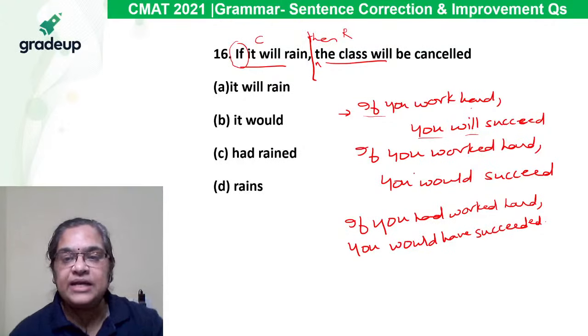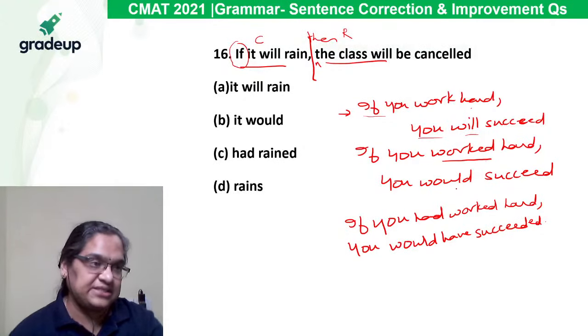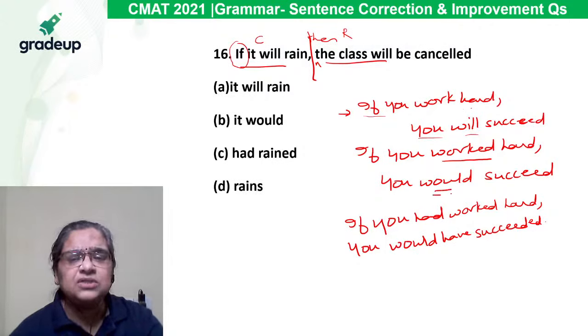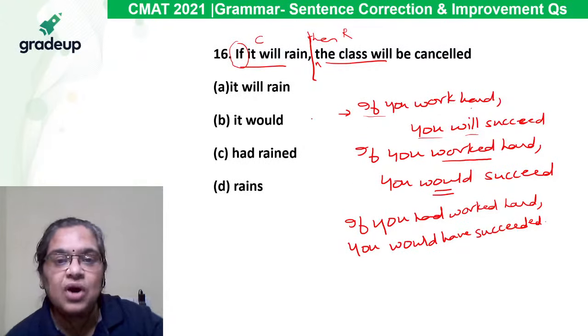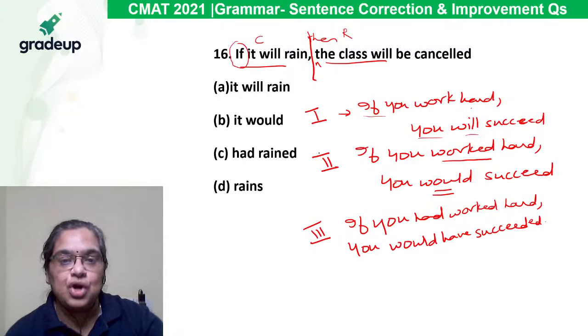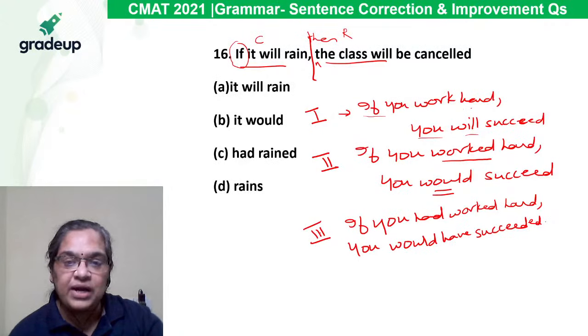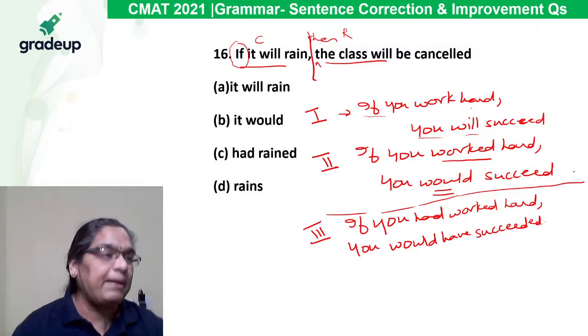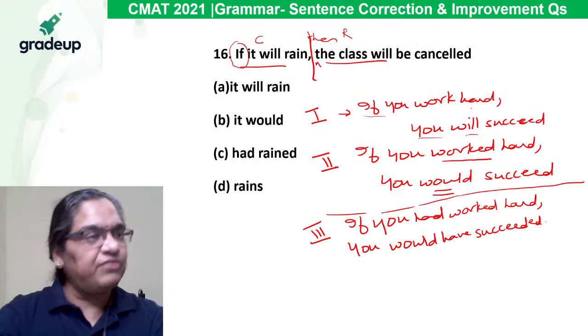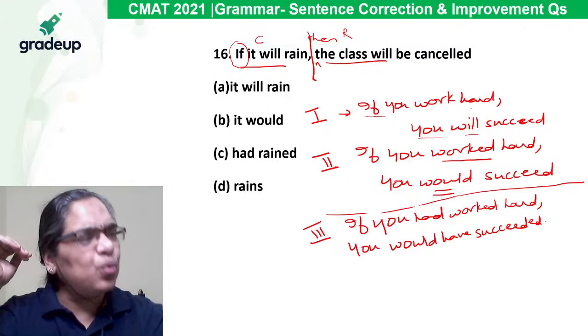The second one is the conditional clause is in past tense. Then the result clause has would, could, might, and then succeed. Now this is called type 1 conditional, this is called type 2 conditional, this is called type 3. There's a 0 conditional also. Now type 1 and 2 conditional are referring to the future. It hasn't yet happened. We are just talking of the condition that if you work hard, you will succeed. If you worked hard, you might succeed, you could succeed.